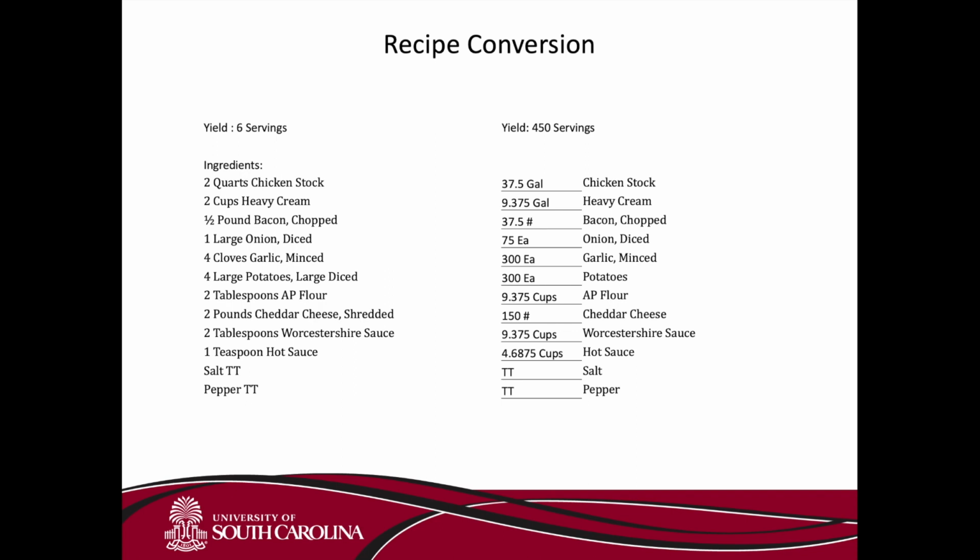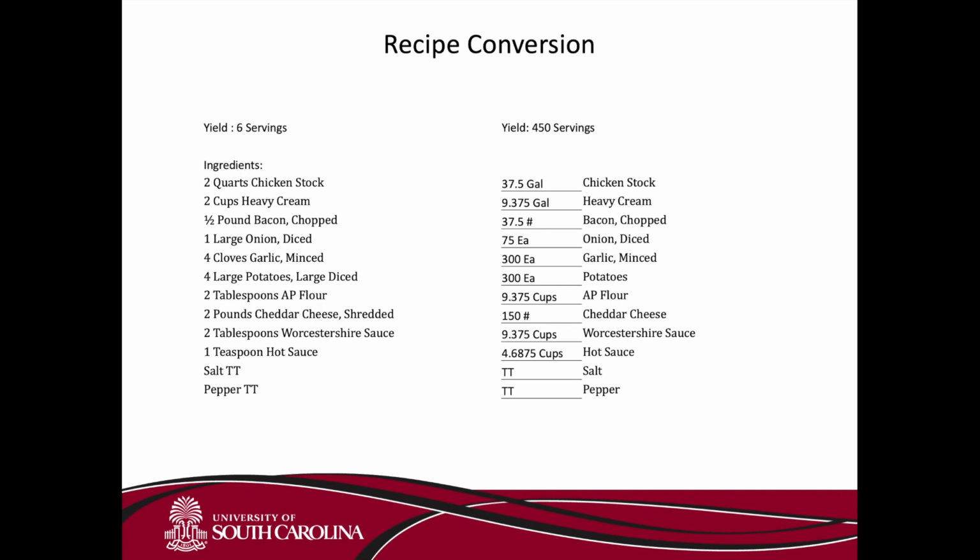The same thing with the heavy cream. 150 cups of heavy cream. We know that there's 16 cups in a gallon. That helps us out a lot. So 9.375 gallons, just over 9 1/3 gallons of heavy cream, right? And as we go down, you can see 37 and a half pounds of bacon. That was converted straight out.